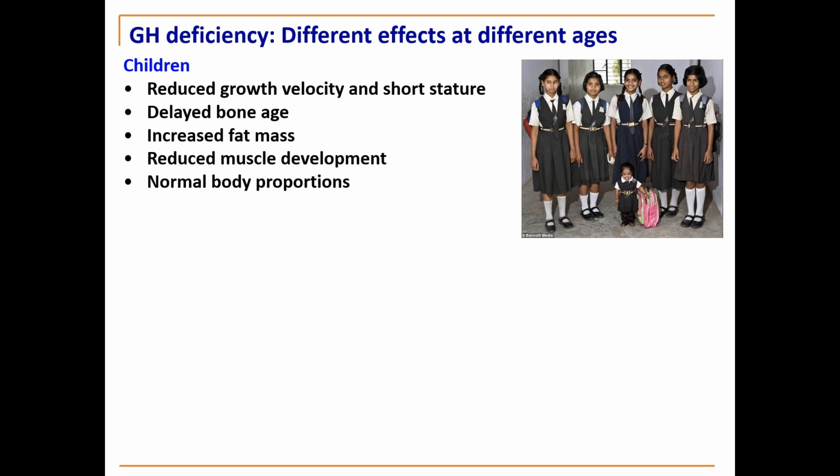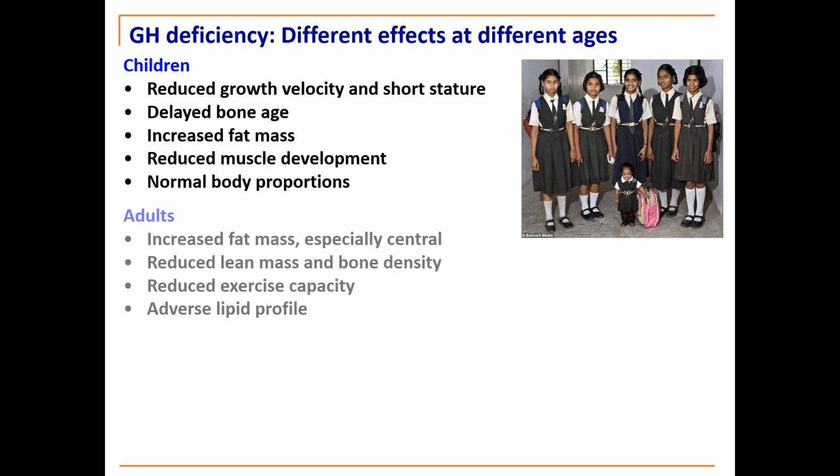So we've done growth hormone excess. Now we're going to have a little look at growth hormone deficiency. And you have different effects at different ages. In children, the reduced growth velocity often leads to short stature, but body proportions remain normal because all growth processes are affected proportionally. So there'll be delayed bone age, increased fat mass, and reduced muscle development, but like I said, those body proportions remain normal.